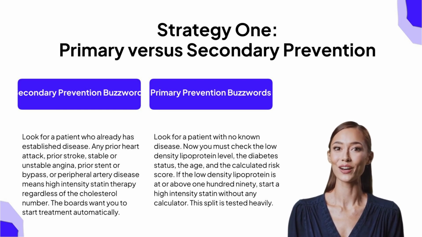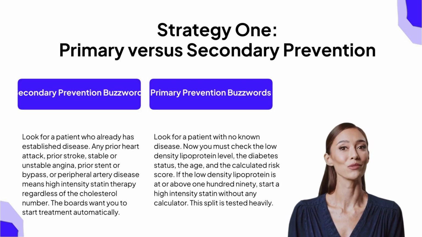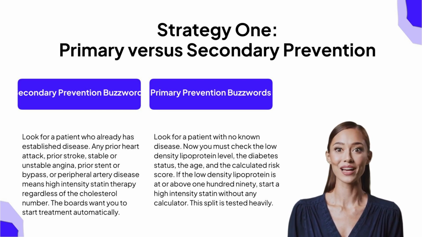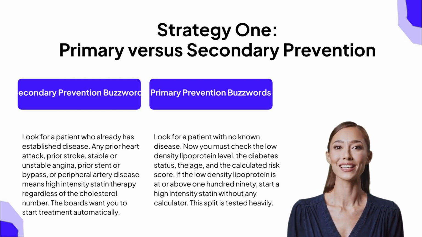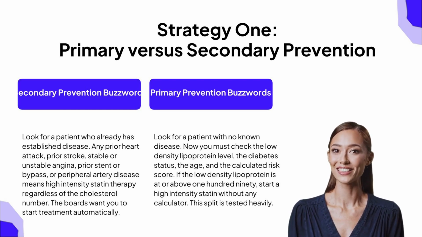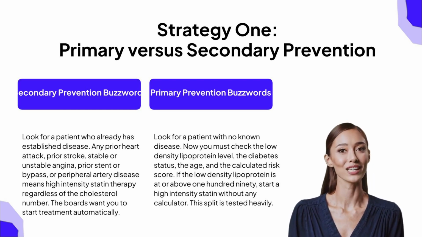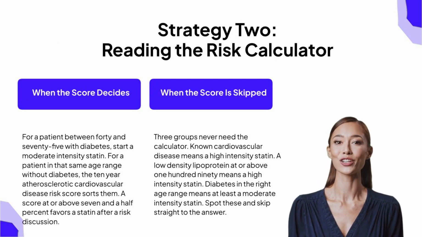If the patient has no known disease, you are in primary prevention, and now the numbers matter. Check the low-density lipoprotein, the diabetes status, the age, and the risk score. One shortcut to memorize: a low-density lipoprotein at or above 190 means a high-intensity statin all by itself, with no calculator needed. Strategy 2 is reading the risk calculator stem correctly, because the boards love to see whether you know when the score matters and when it does not.